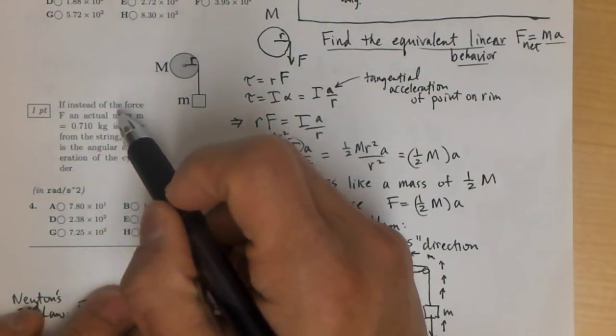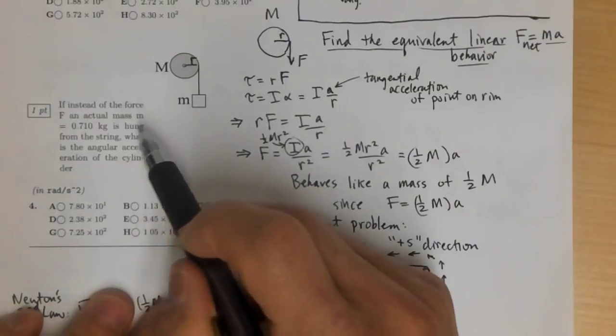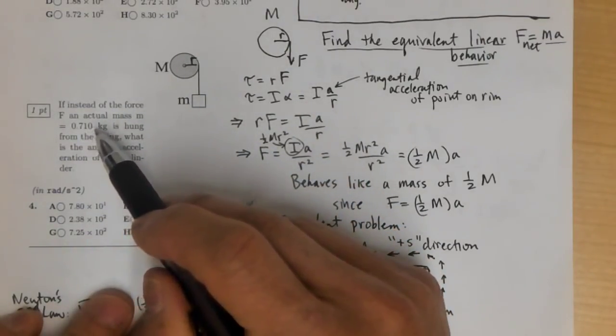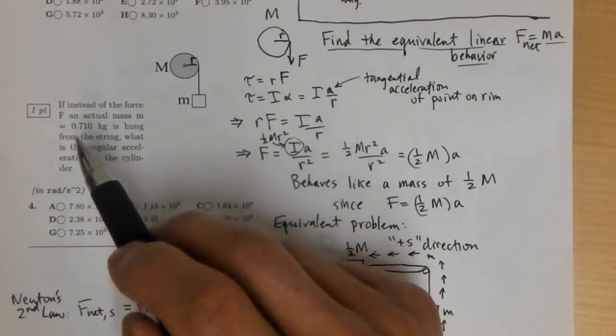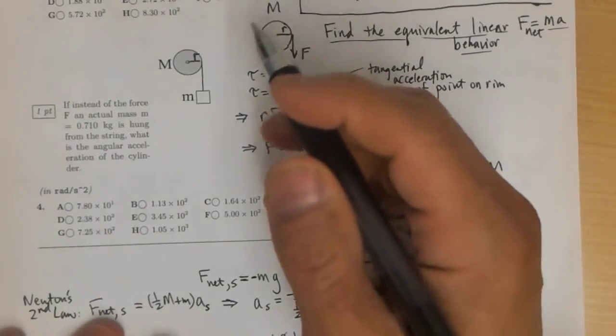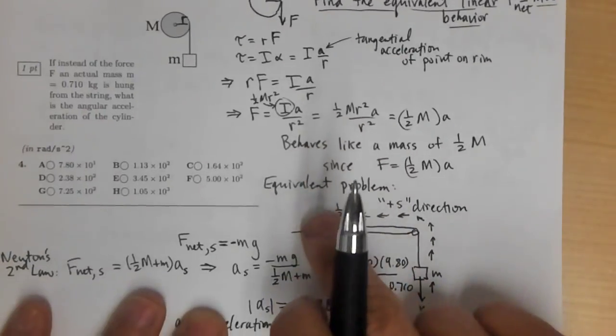Okay, the question is, if instead of a force F, instead of just pulling on it with your hand, you actually attach a mass that has a mass 0.710 kilograms, what is the angular acceleration of the cylinder? Okay, so now what we're going to do is we're going to try to convert this.